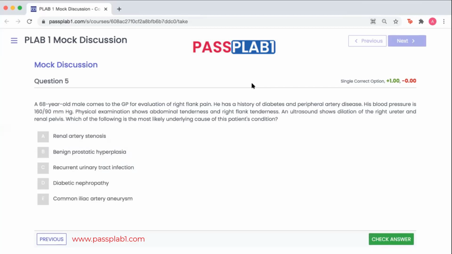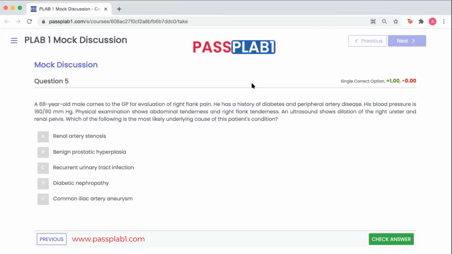Okay. So next you had a 68-year-old man who came to the GP for evaluation of right flank pain. He has a history of diabetes and peripheral artery disease. His blood pressure is 160/90, and on examination he has abdominal tenderness and right flank tenderness. When you do an ultrasound, it shows dilation of the right ureter and the renal pelvis. Which of the following is most likely the underlying cause of this patient's condition?